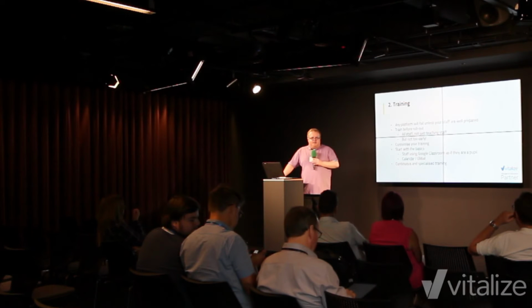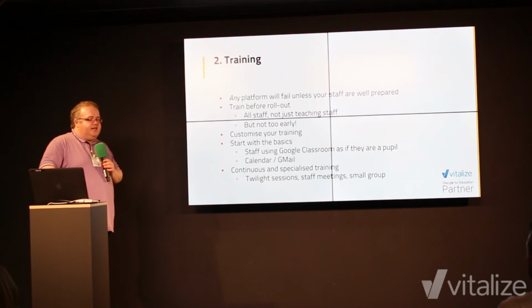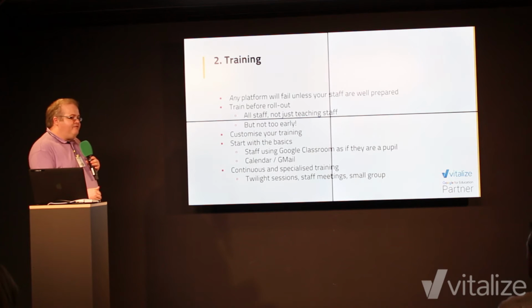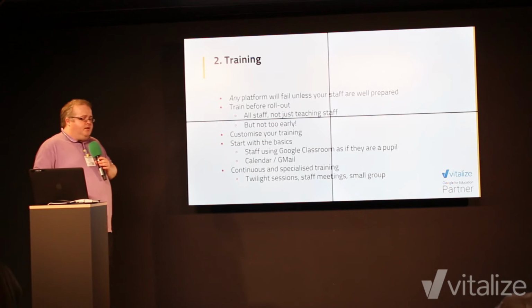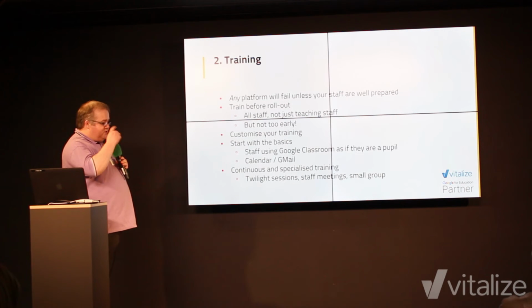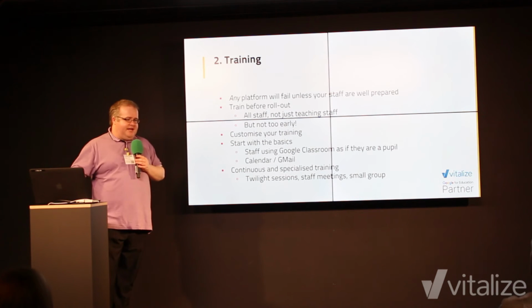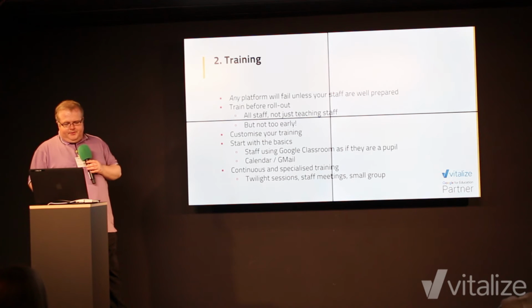And keep it continuous and specialised. And what I mean by that is do some twilight sessions, staff meetings, small group training. Find where people need the training constantly. Keep a feedback loop between yourselves and your staff as to where they're struggling, where they're finding things are good. If you've got different departments within a school, and I know that doesn't apply to primary as such, but if you know certain people are doing very well at some things, get them to train each other and show each other how to do it. There we go.